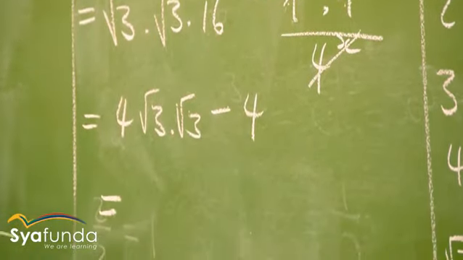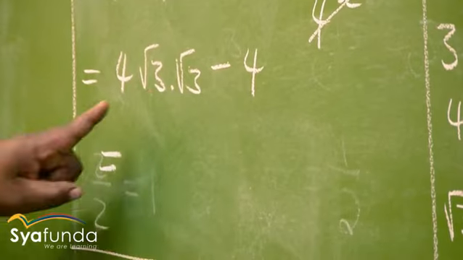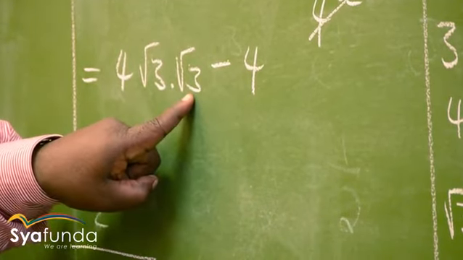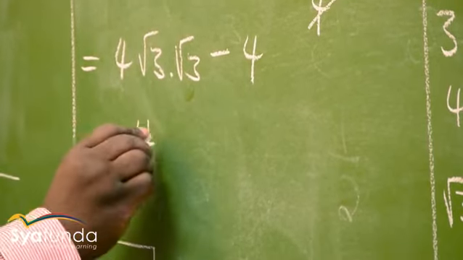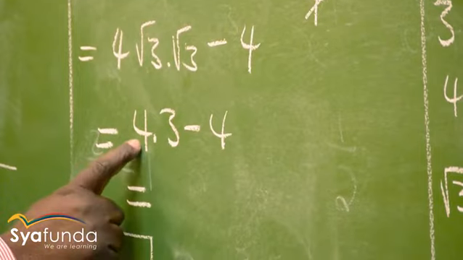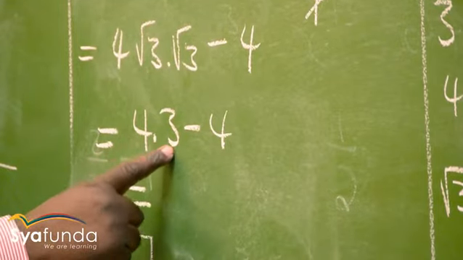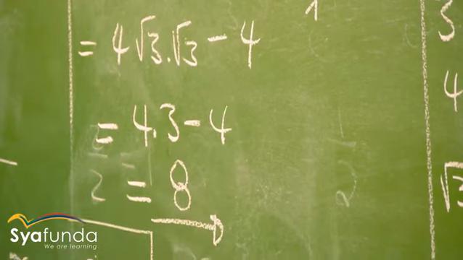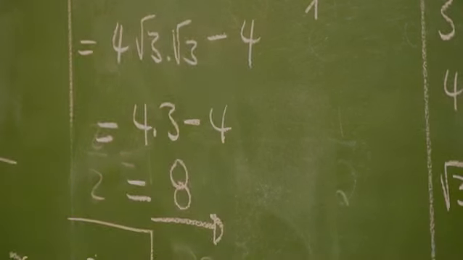Right, let's move on. What do we have now? What is square root of 3 times square root of 3? It is equal to 3. So this is the same as 4 times 3 minus 4. So this will eventually give us, what is 4 times 3? It is 12. 12 minus 4 is 8. So that's the solution there.